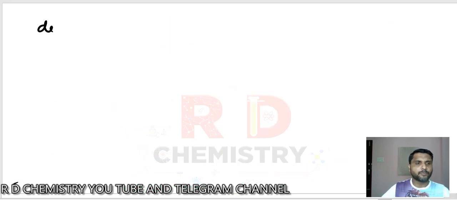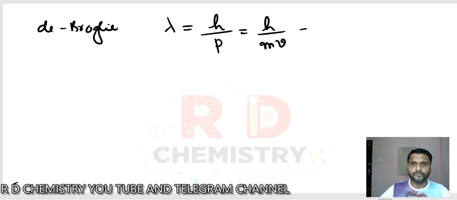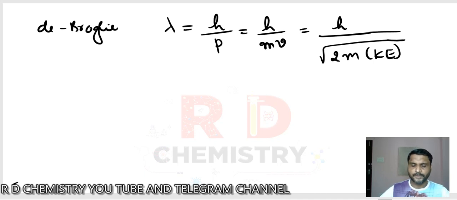Then you have got the de Broglie equation. De Broglie's equation: the de Broglie wavelength lambda is equal to h divided by the momentum p, which is equal to h divided by mass into velocity, or is also equal to h divided by, in terms of kinetic energy, root of 2 into mass into the kinetic energy of that object or particle.